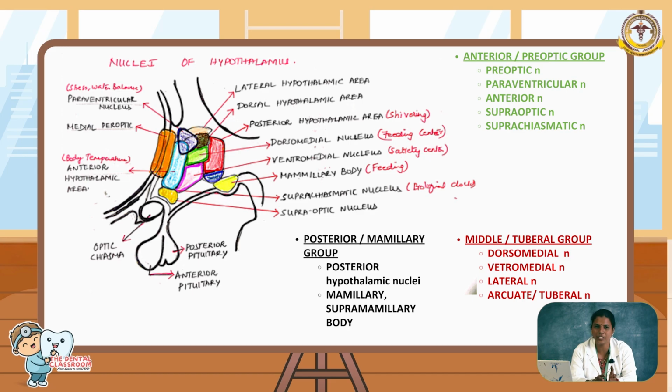Let's see only the main parts which are involved in the important functions of your body. They are categorized into 3 groups: anterior, middle and posterior. The anterior is also called the preoptic group, the middle is called the tuberal group, and the posterior is called the mammillary group. The anterior group consists of the preoptic, paraventricular, anterior, supraoptic and suprachiasmatic nuclei. The middle or tuberal group consists of the dorsomedial, ventromedial, lateral and arcuate nuclei. And the posterior mammillary group consists of the posterior hypothalamic nuclei, mammillary and supramammillary bodies.